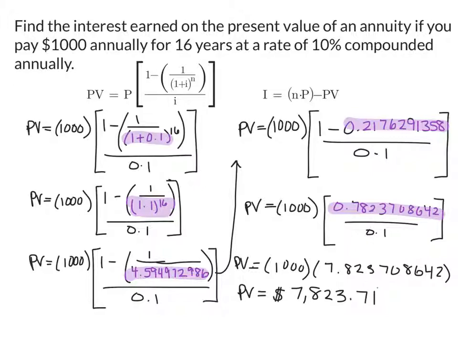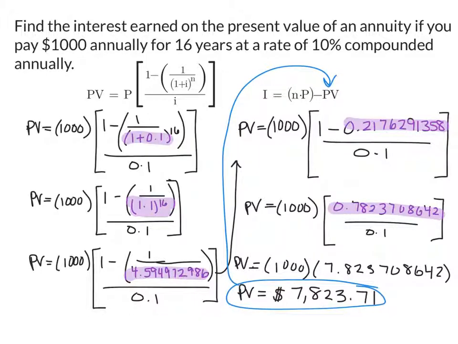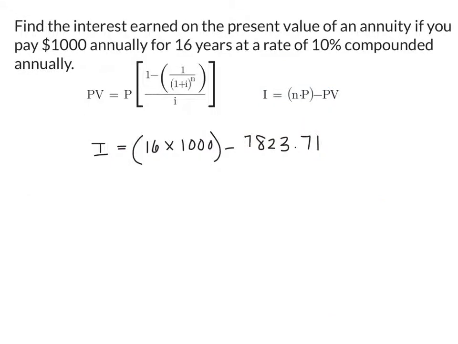We're going to take this value and plug it in for the present value in the interest earned formula to solve for I. So we'll just take the values that we previously found for N and P and plug them into the formula, and then we'll take the value we found for present value and plug that into the formula. So we have the interest earned, I, equals 16 times 1,000 minus $7,823.71. First, you'll multiply 16 by 1,000 to get 16,000.